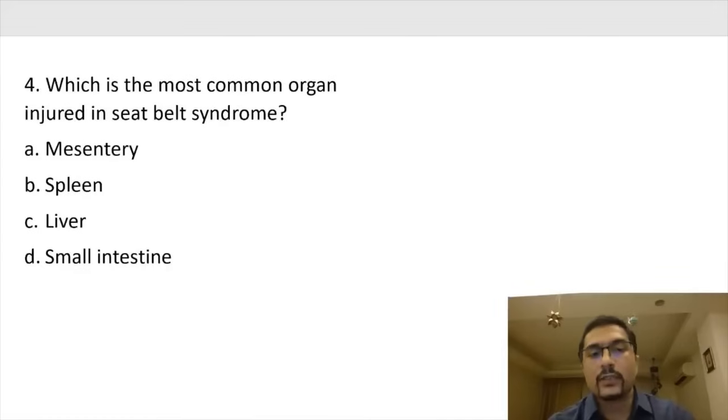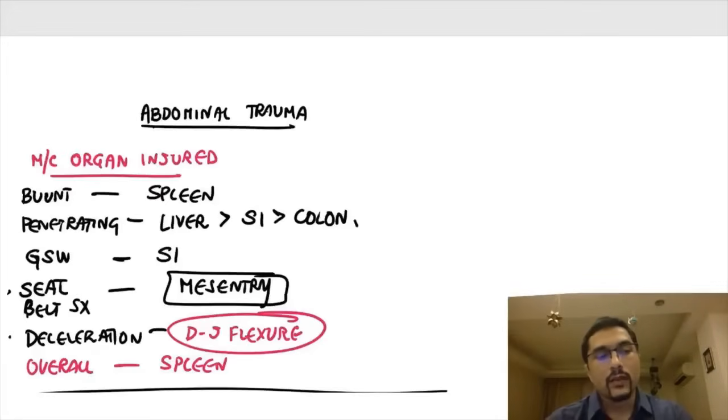Another question is, which is the most common organ injured in seat belt syndrome? This has also been asked. In seat belt syndrome, the answer is mesentery of the bowel. So please remember these one-liners. They've been asked quite frequently in the exam.